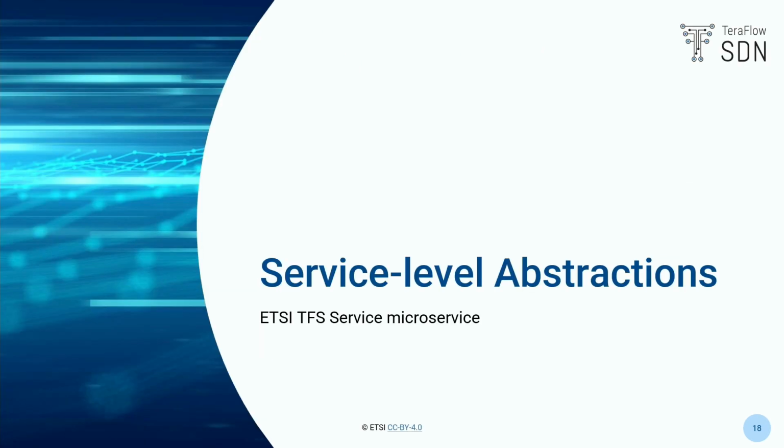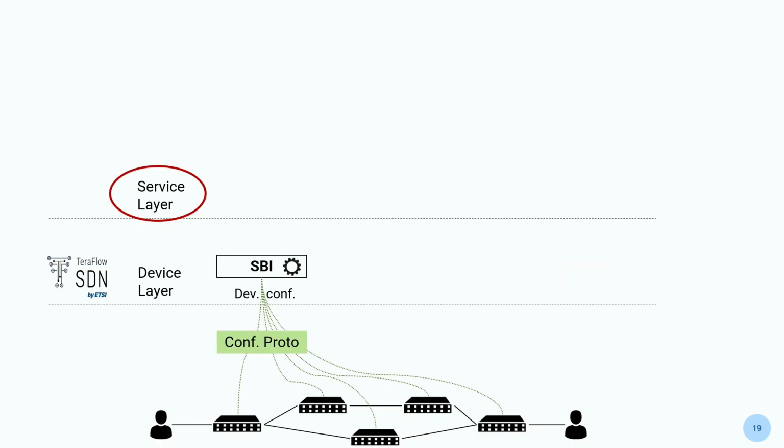And this is how we get to service level abstractions. Is this clear so far, what we can do with the device level, right? This second part will focus on the service microservice of the ETSI TFS controller. And now we, let's say, elevate the level of abstraction.